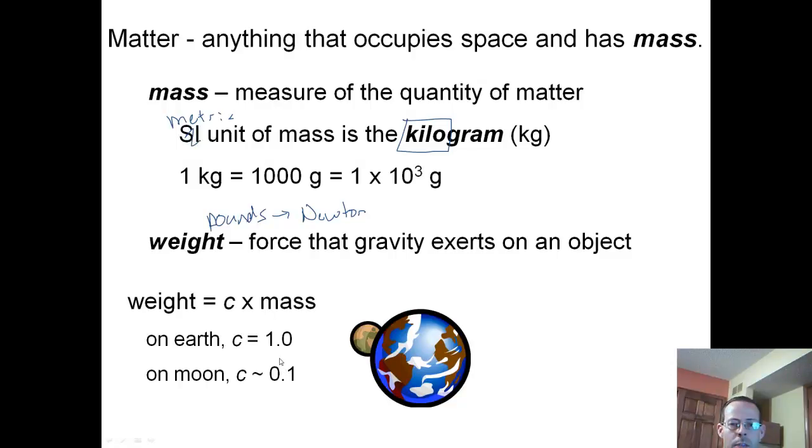And really the difference is if we go to the moon, weight changes because the gravity on the moon is less, but you still have the same mass. So mass would not change, weight does change. But we use these terms kind of interchangeably. They're not really the same, but we're going to say they're the same for this class.